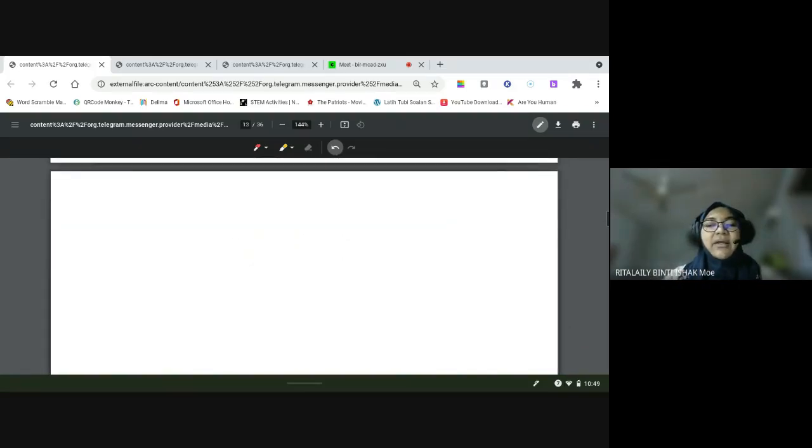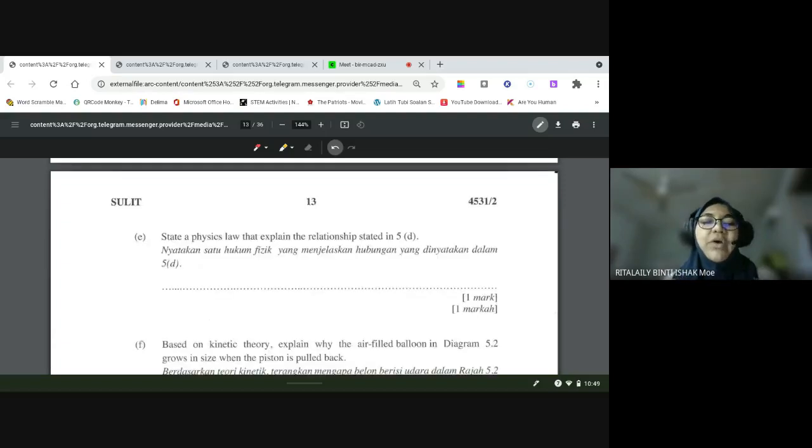Okay, so, physics law. Relationship between volume and pressure. Boyle's law. Okay, betul. Spelling kena betul. Yes. Okay, kalau tak ada apostrophe S, tak ada masalah. Nak letak apostrophe S pun tak ada masalah. Tapi Boyle kena betul spelling. B-O-Y-L-E. Okay.